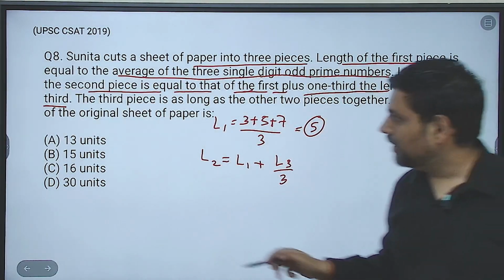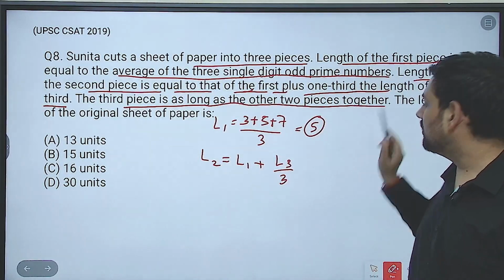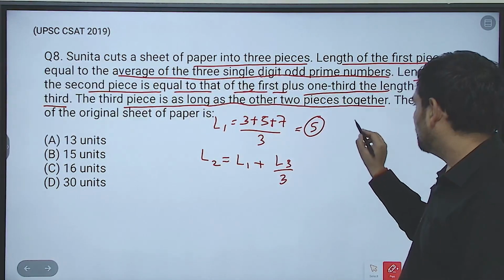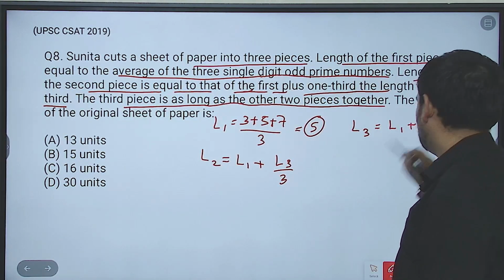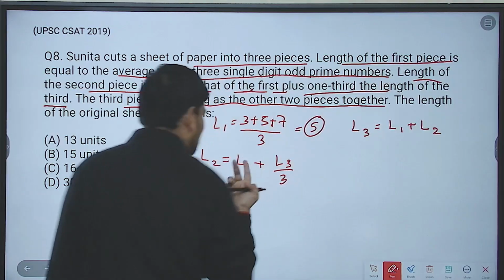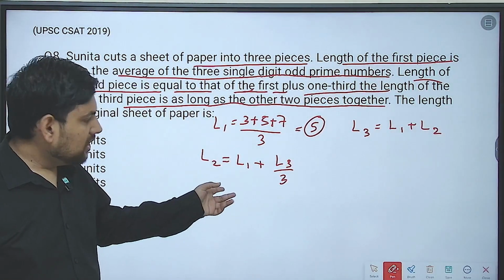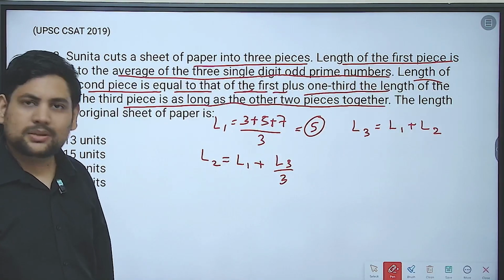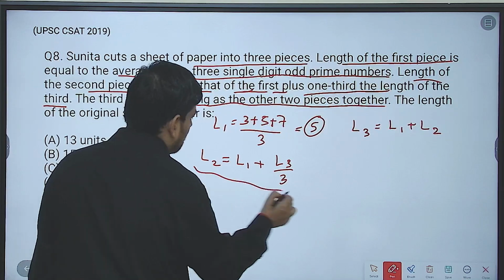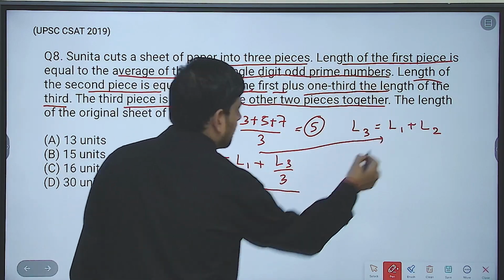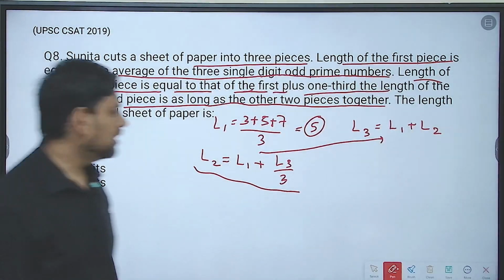Then the third piece is as long as the other two pieces together. That means L3 is equals to L1 plus L2. Now you have all the equations. You have 3 equations sort of, and you know the value of L1. So basically 2 equations, 2 unknown. Simply you can solve this. You can put this value of L2 here because you know the value of L1 already. So L3 also you will get to know.